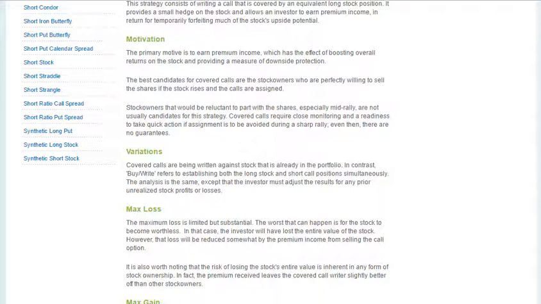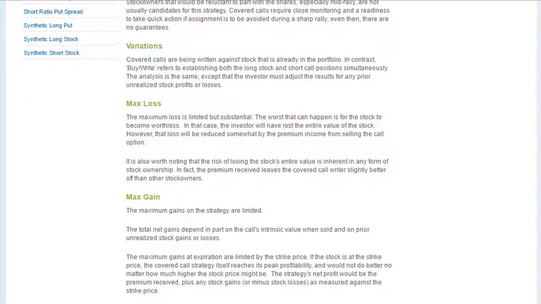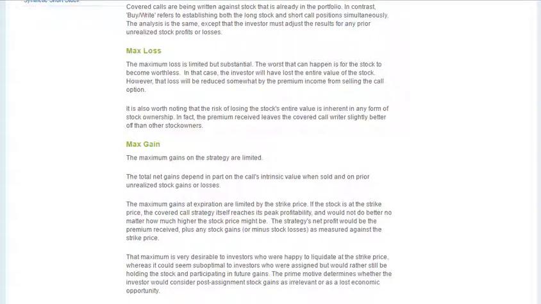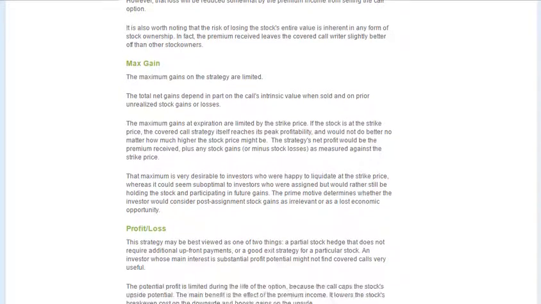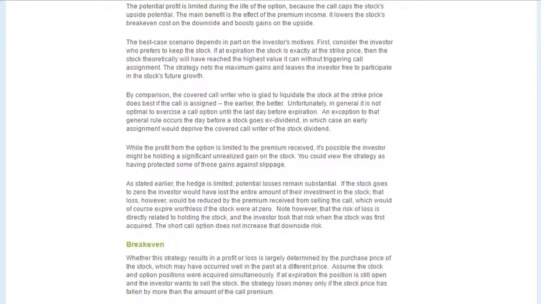Covered calls require close monitoring and a readiness to take quick action if assignment is to be avoided during a sharp rally. Even then, there are no guarantees. So it talks again about the valuations, the maximum loss, the maximum gain. Maximum gains on the strategy are limited. Total net gains depend in part on the call's intrinsic value when sold and on prior unrealized stock gains or losses.